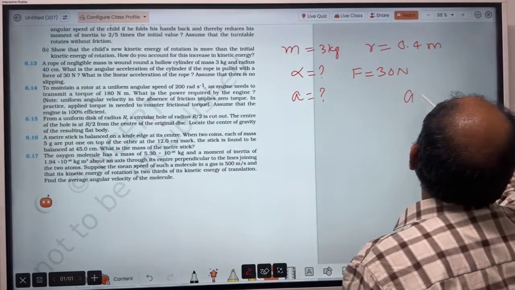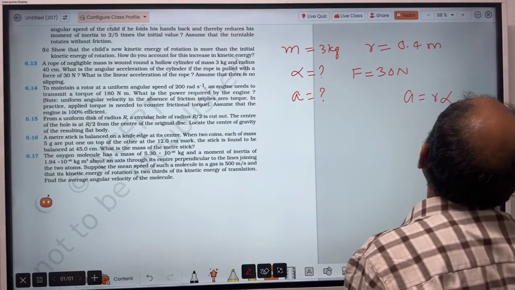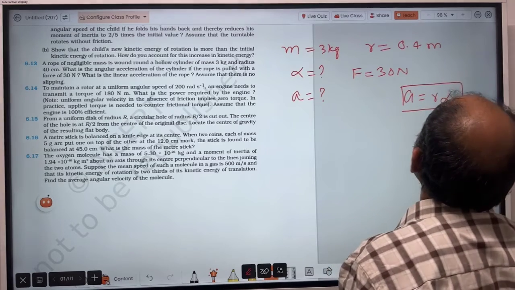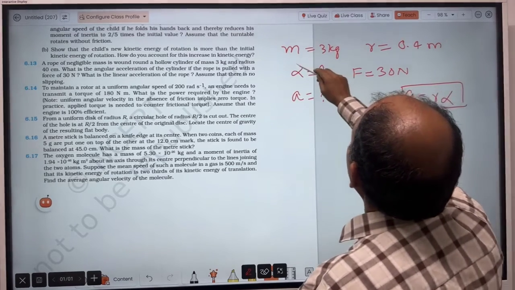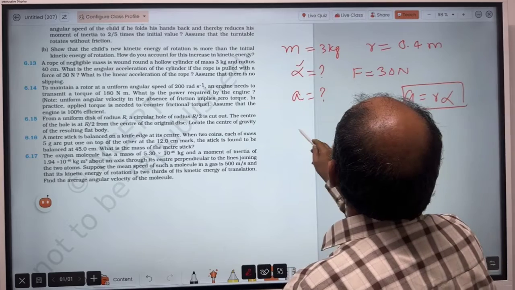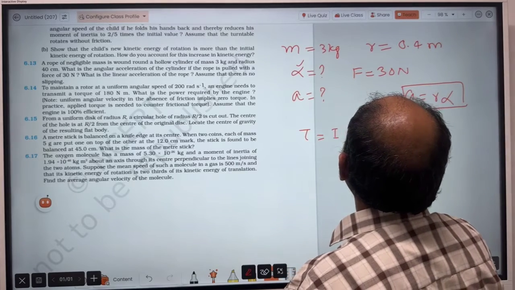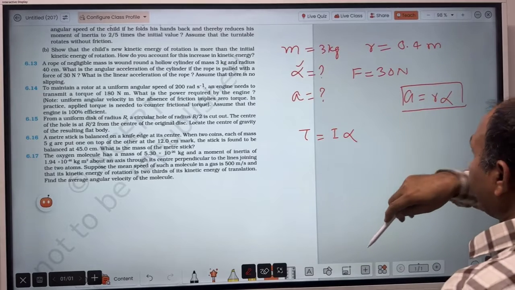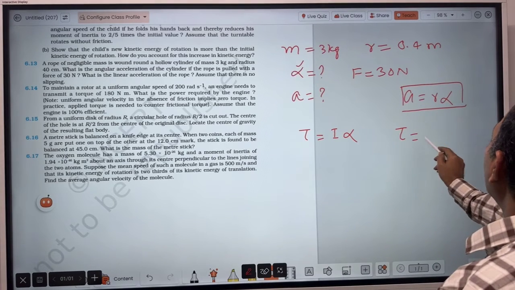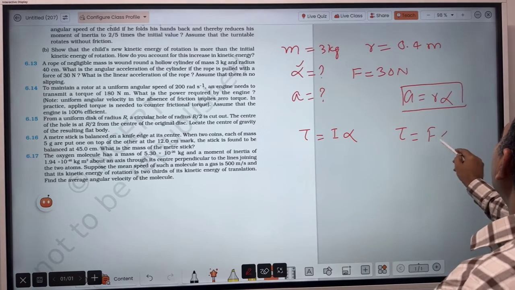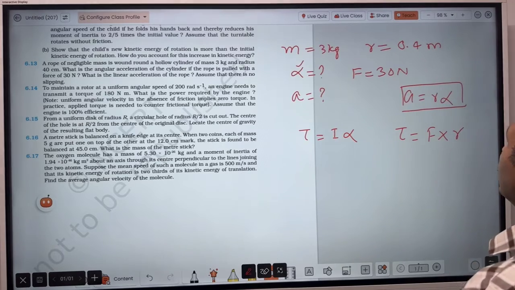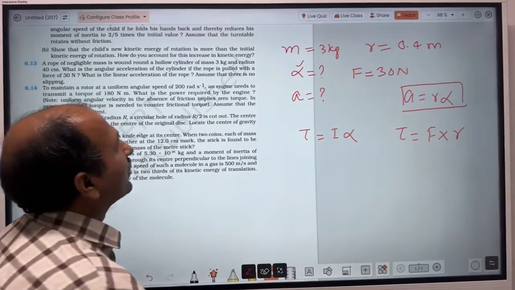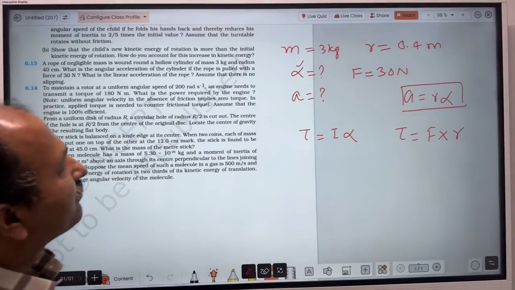And if you remember, A equal to R alpha. So from here we can find A easily, provided we have alpha, and torque equal to I alpha, and torque is also F into R. So these are basic relations that we are going to make use of. So let's proceed one by one.